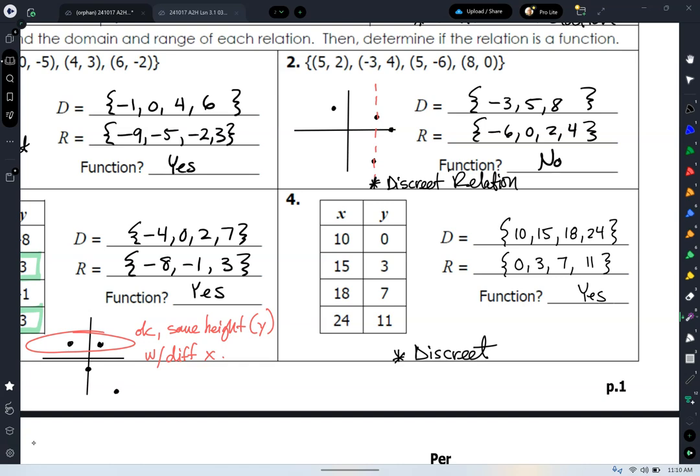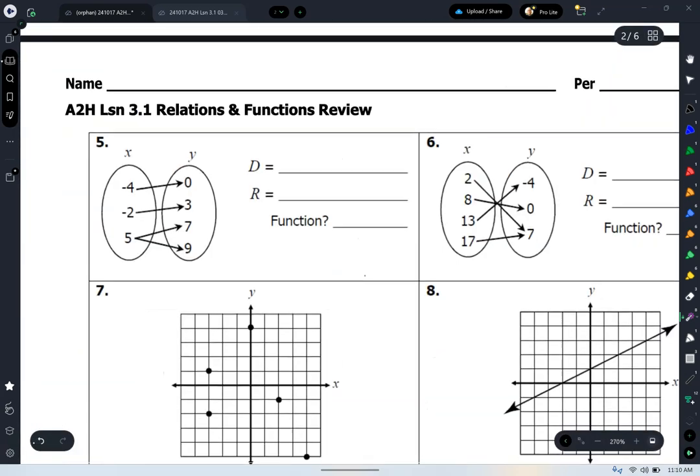Okay? All right, now let's talk about mapping diagrams. We're not going to see them a whole lot, but you need to know what they are. You need to be familiar with them. So mapping diagrams are another way of saying what x's are partnered with what y's. In this case, -4 is partnered with 0, whereas 5 is partnered with 7 and 9.